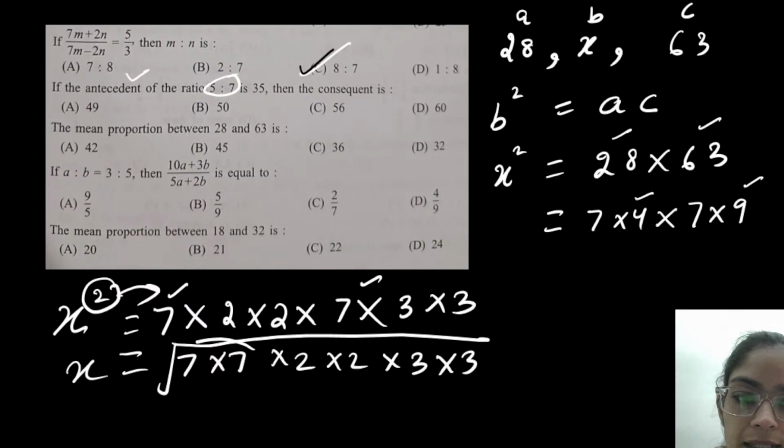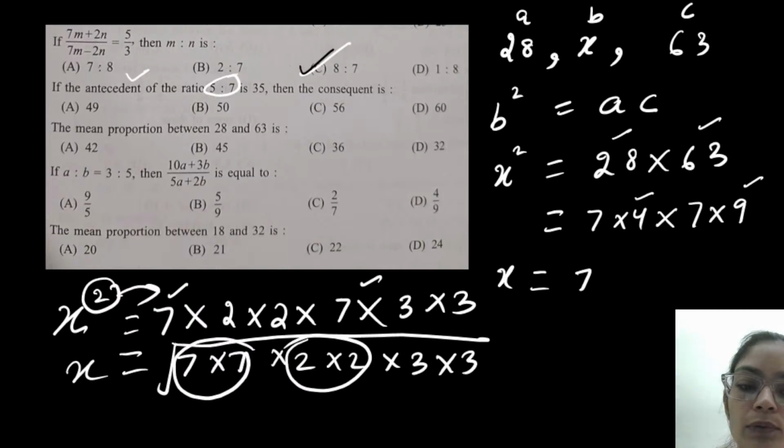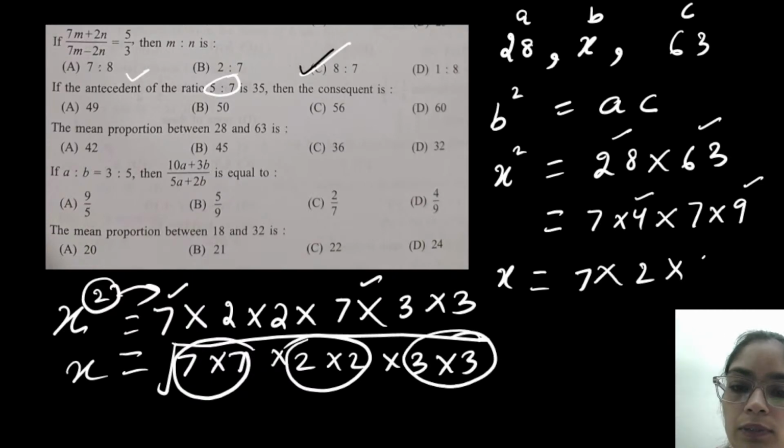Then pairs we can take out of the root as one number. So 7 we can take out, then this 2 we can take out as one number, and this 3 we can take out as one number. So 7 into 2 is 14, and 14 into 3 is 42.